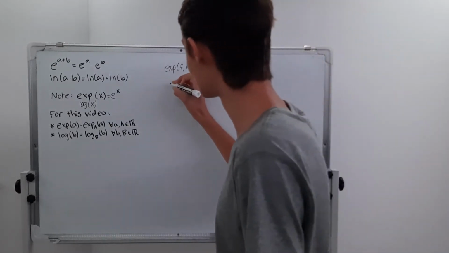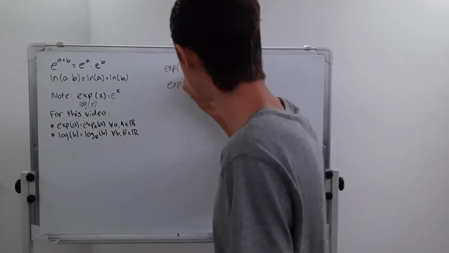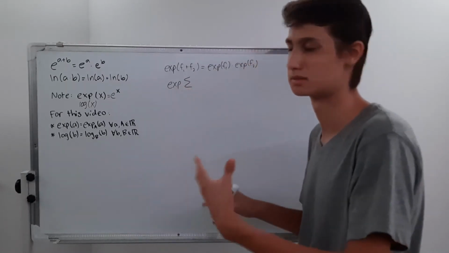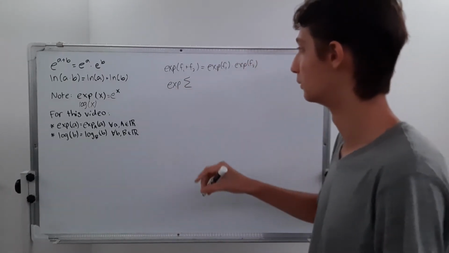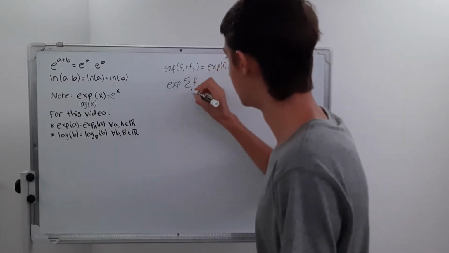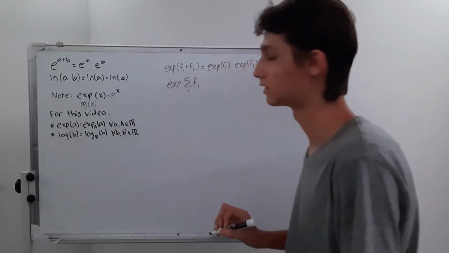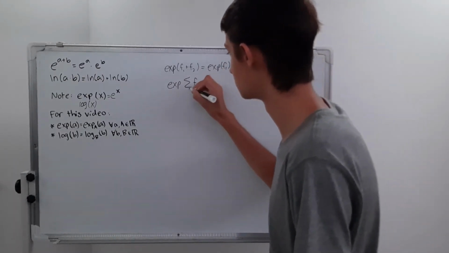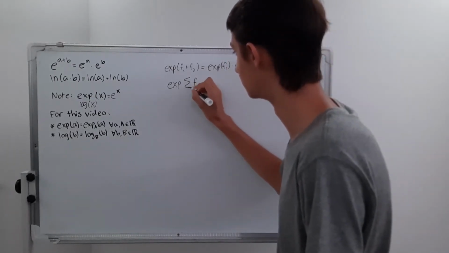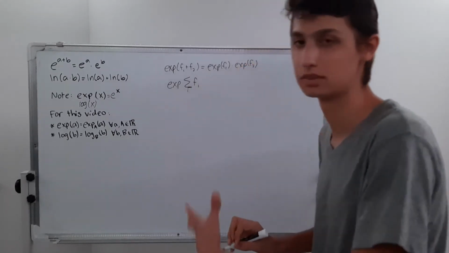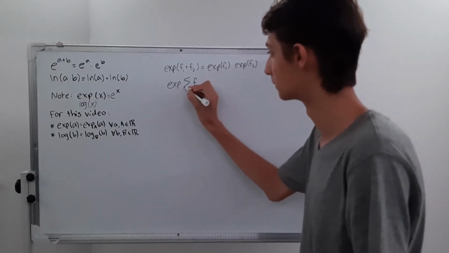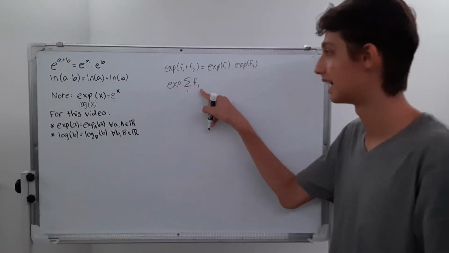We can say that the exponential of a sum, and I'm not going to include the parentheses because that's very cluttering, the exponential of the sum of functions f sub i, and I'm just going to put the index here. It doesn't matter how many functions there are. It could be a finite number, it could be an infinite number. We don't really care. I'm just going to include the index i.